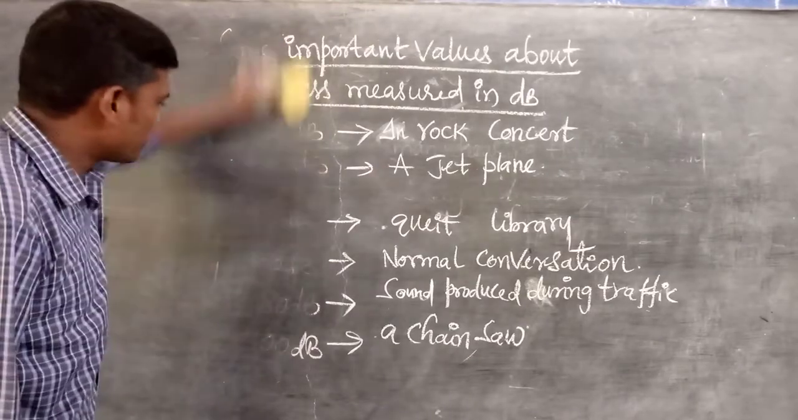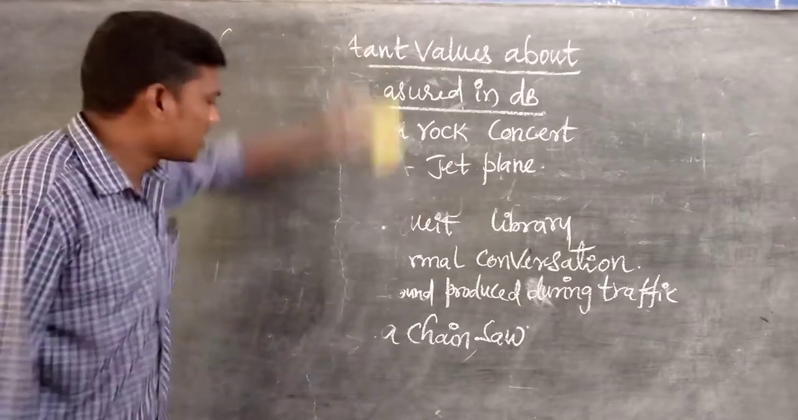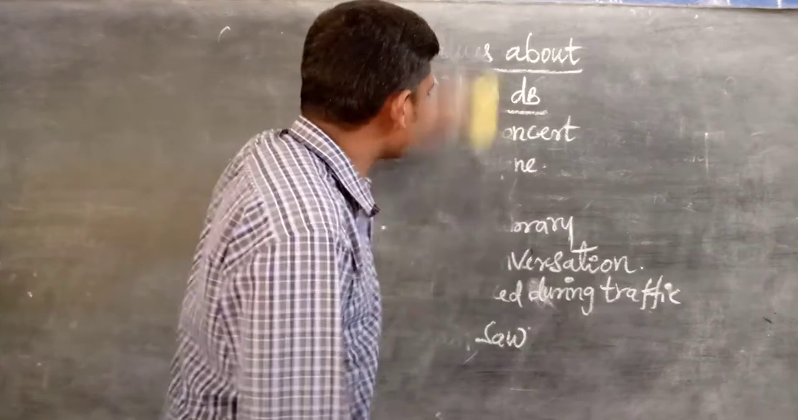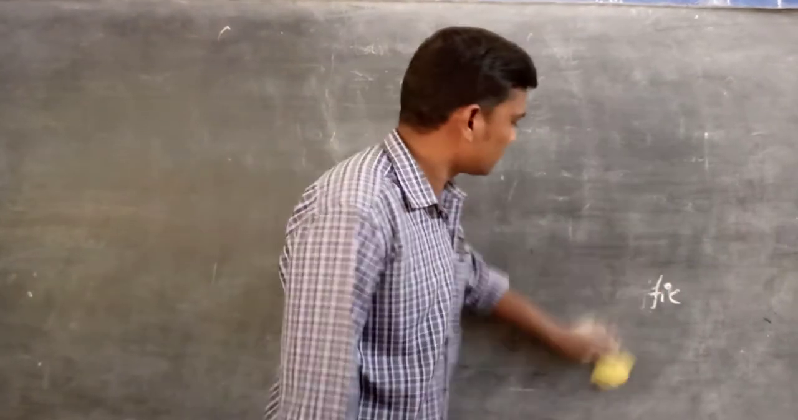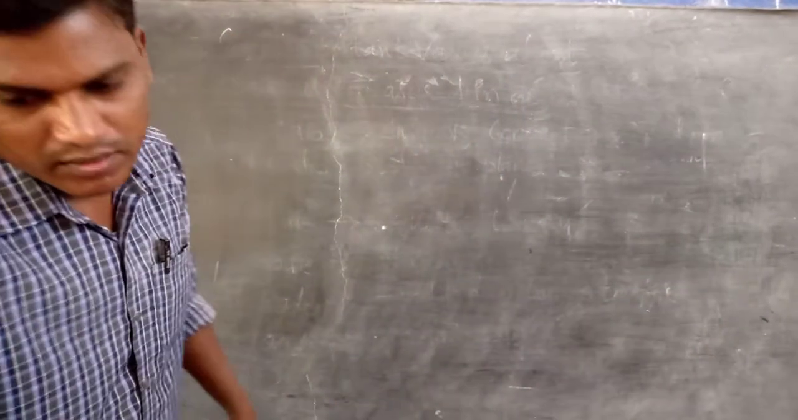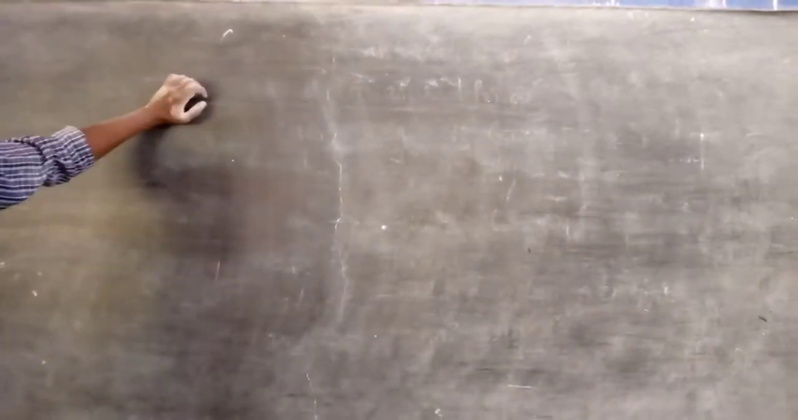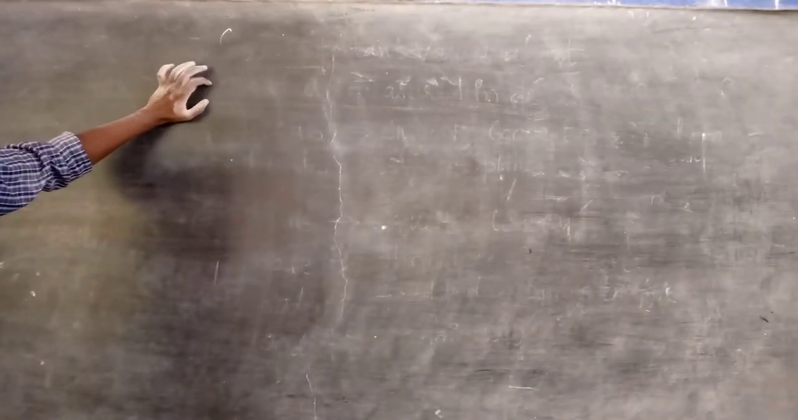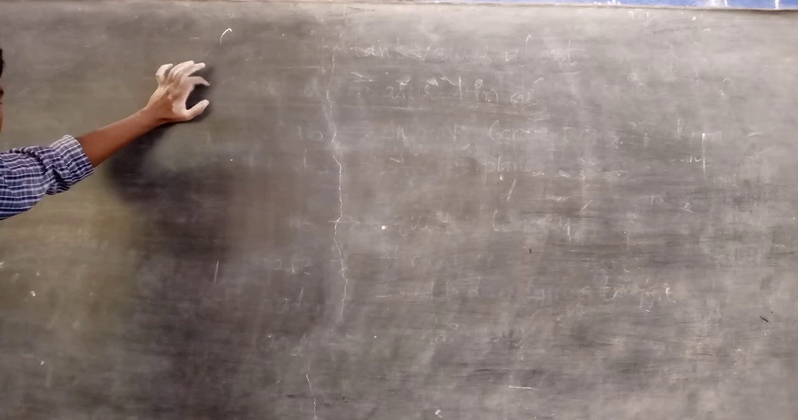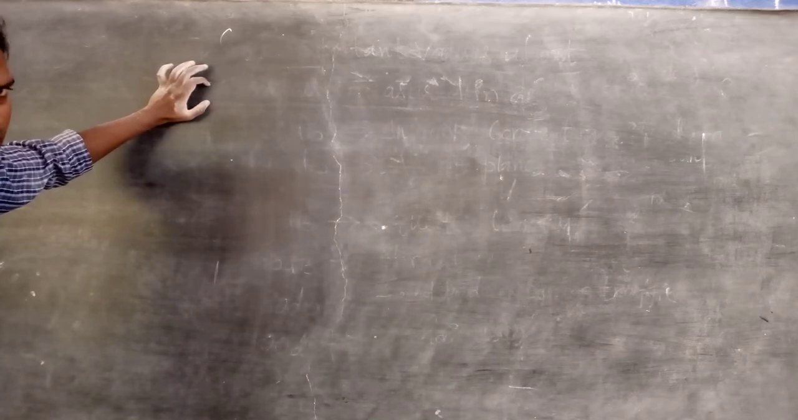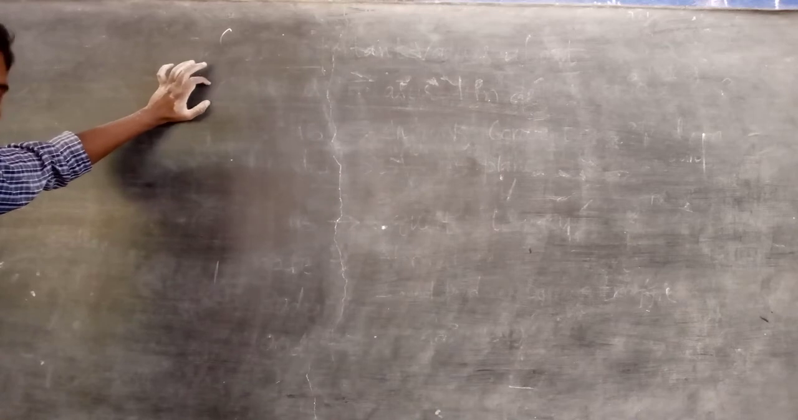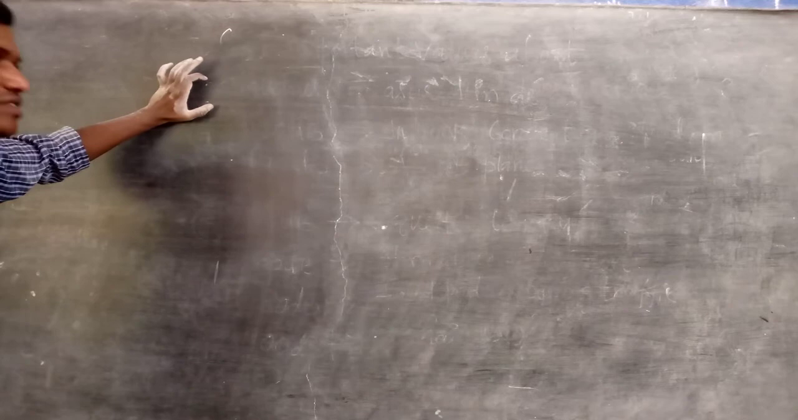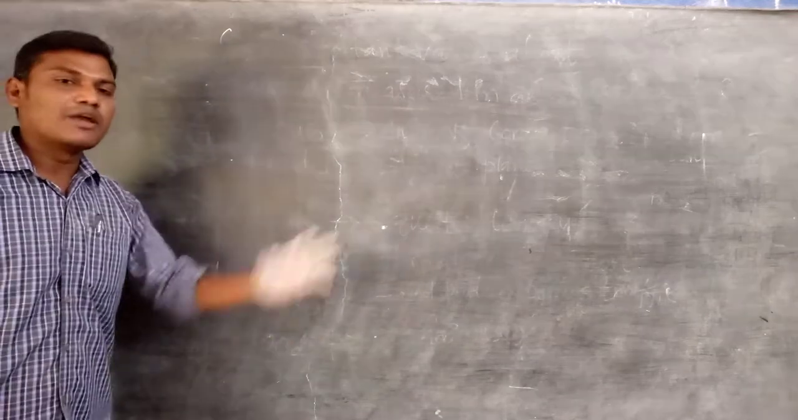So sound is measured in decibels, and also another unit, phon, is there. So loudness depends upon which one? Amplitude. And what is the intensity of the sound? Intensity of the sound is directly proportional to the square of the amplitude. So if the intensity of the sound is more, the amplitude is also more. That's why loudness is also more. That is the meaning of that.